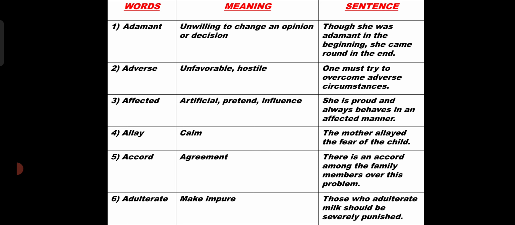First word is adamant. Adamant. What is the meaning? Unwilling to change an opinion or decision. So when we cannot change our decision, that word is called adamant. Sentence: though she was adamant in the beginning, she came round in the end.